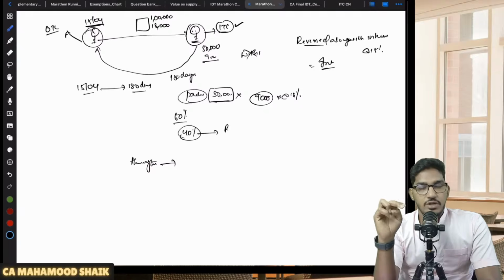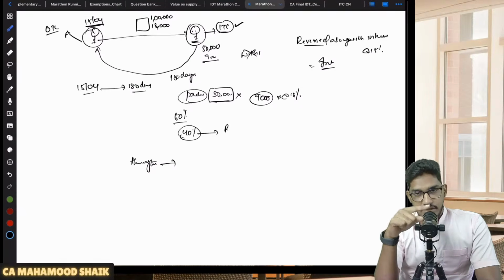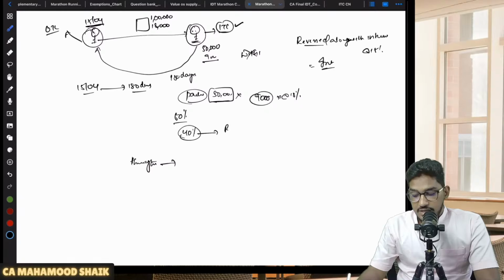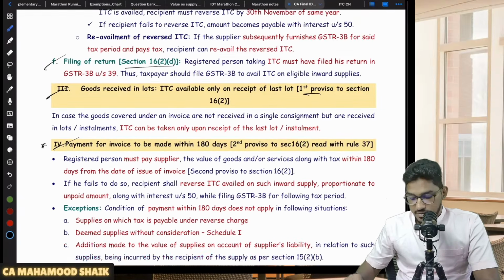Second condition where you can do re-availment of reversed ITC is in case you did not make the payment within 180 days from the date of invoice, you have to reverse it. Thereafter, if you are making the payment, you can do the re-availment. Understood? Right. However, this payment within 180 days condition will not become applicable in some circumstances.